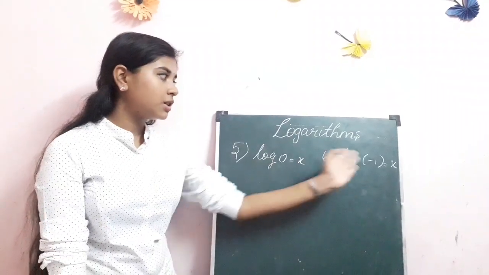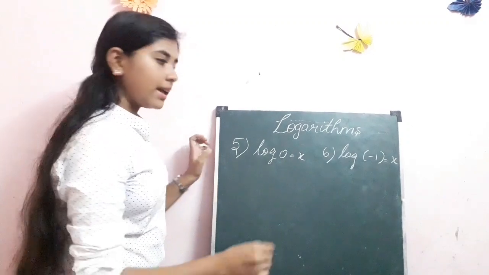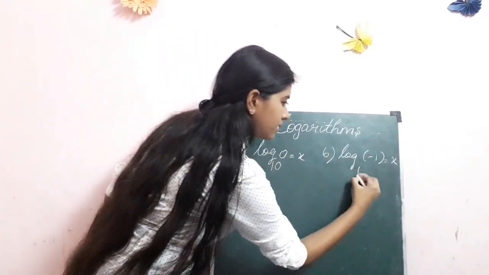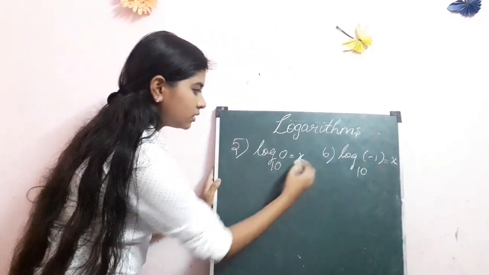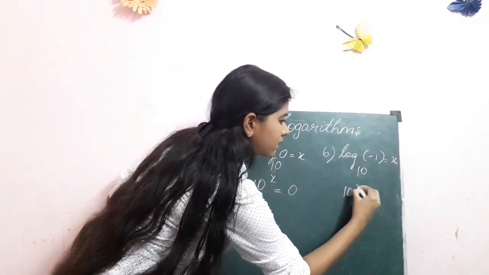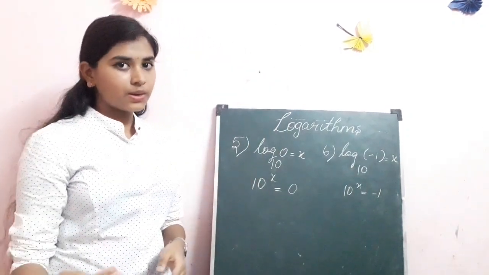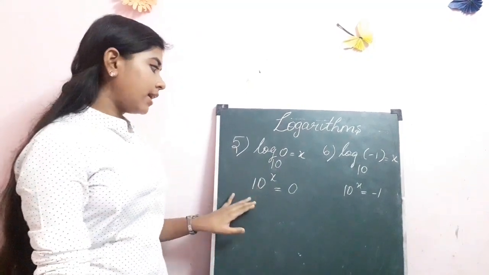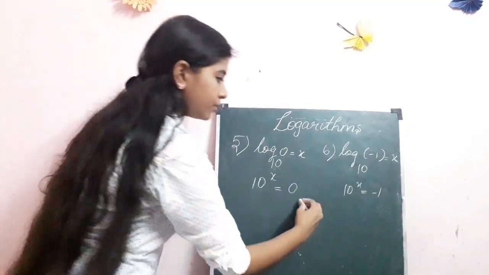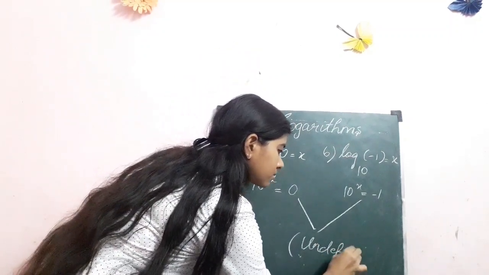Think if you have log 0 and log minus 1. I say these both are exceptional cases. If you don't have your base, consider it as base 10. Okay, so log of base 10. Now raise it to the power: 10 to the power x equals 0, 10 to the power x equals minus 1. We know that anything power 0 gives you 1. But 10 to the power of anything does not give you a 0 or a negative number. Therefore, these both are exceptional cases. We can say they are undefined.